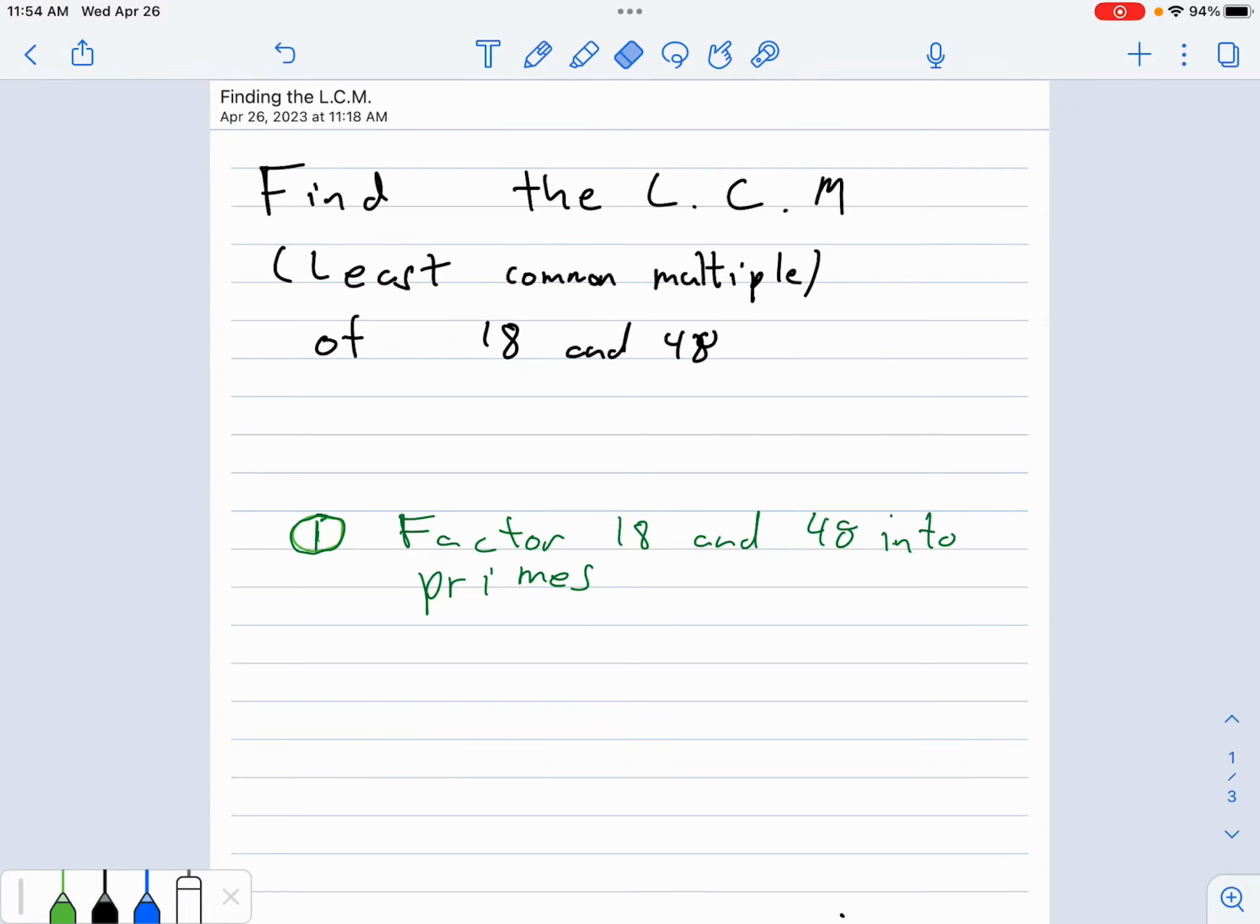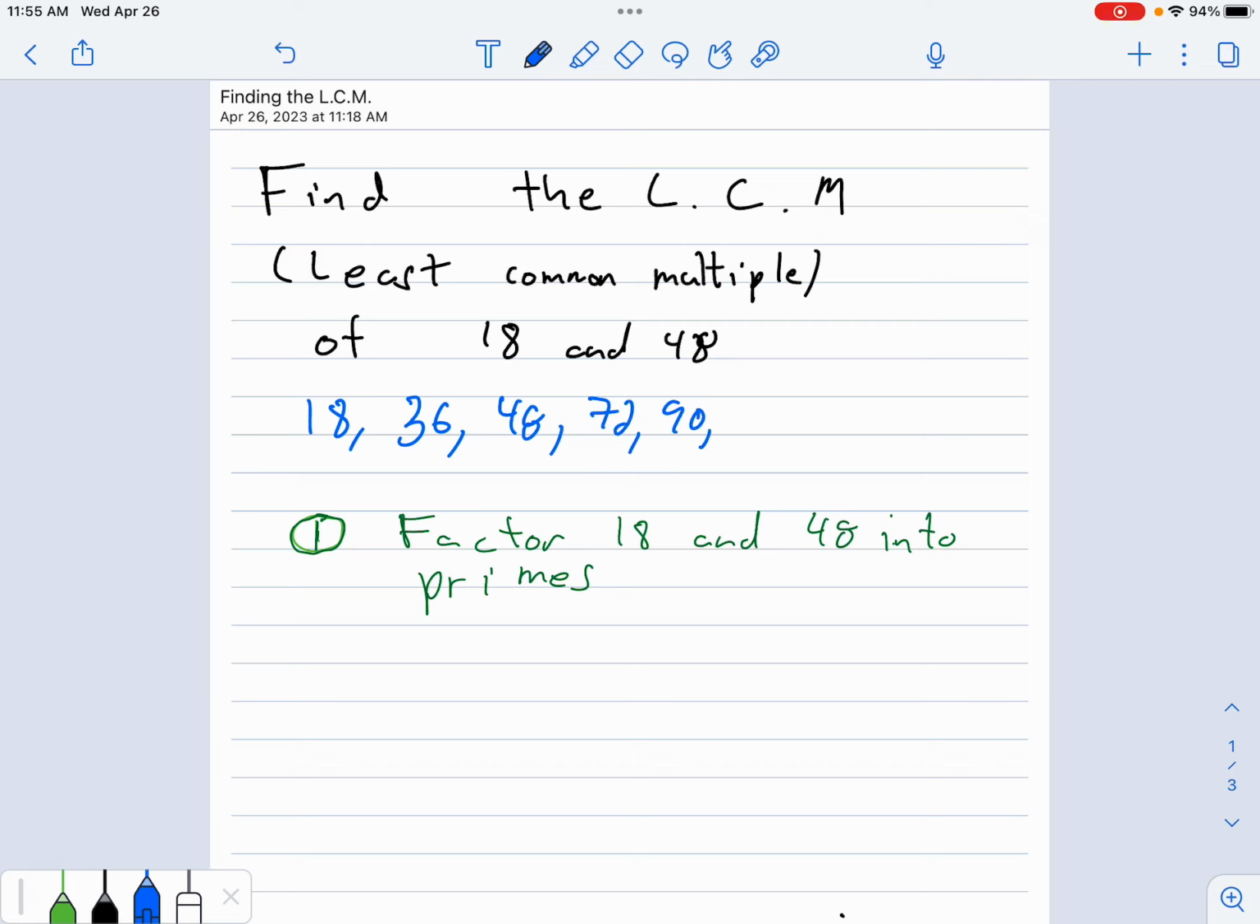Find the LCM, the least common multiple of 18 and 48. All right, so there's a couple ways of doing this. The first method involves listing the actual multiples of 18 and 48. So for 18, that would be 18, because 18 times 1 is 18, 36, 18 times 2, 18 times 3, 48, and so on. That's how that would work out.